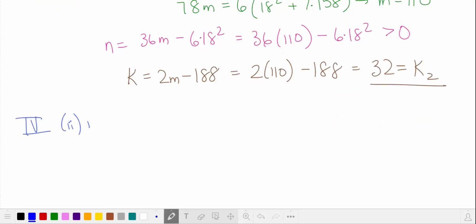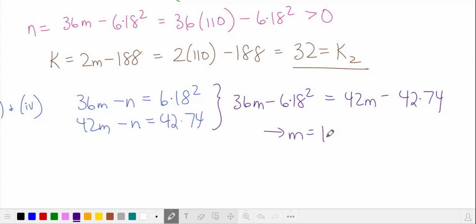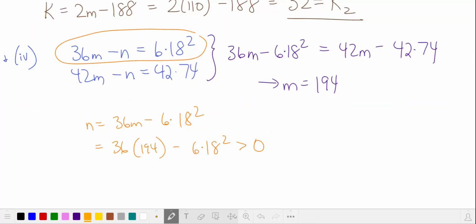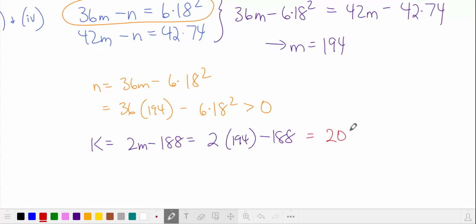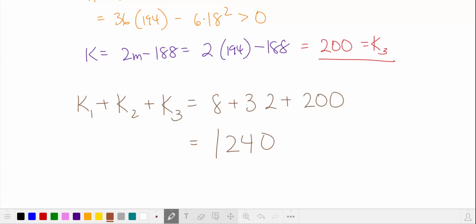That's equations 2 and 4. We'll solve both of these equations for n and set them equal to each other. And solving for m, we get 194. Plugging back in to solve for n, this is also positive, so our solutions in x are also positive. So we'll solve for k. This gives us 200, our third value of k. The problem asks for the sum of all the valid values of k. That was 8, 32, and 200, and our answer is 240.